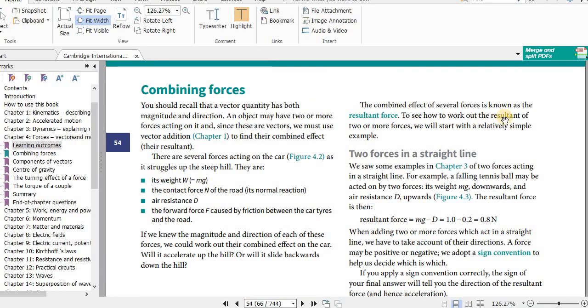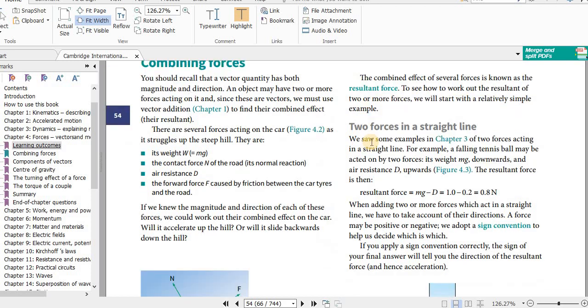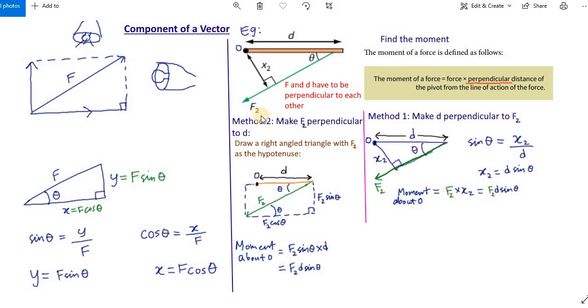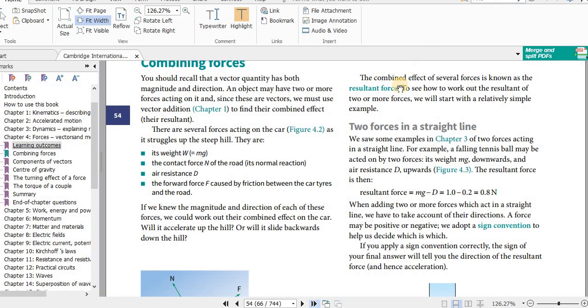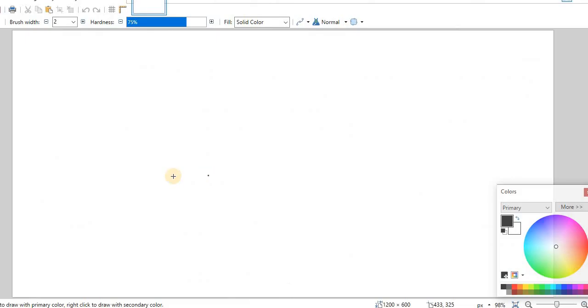To see how to work out the resultant of two or more forces, we start with a relatively simple example. Two forces in a straight line, that is very simple. When you have two forces acting in one dimension, so if it is in a straight line, we simply add or subtract. If it is in one dimension, it's along a line. If it is in two dimensions, it's in a plane.